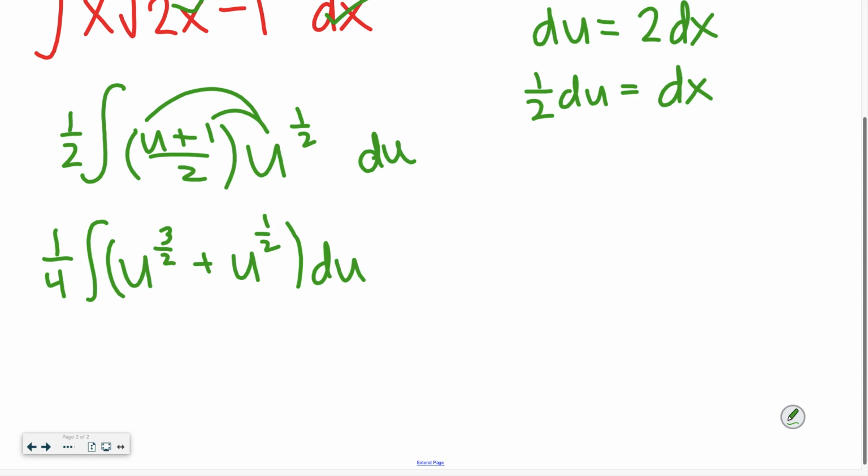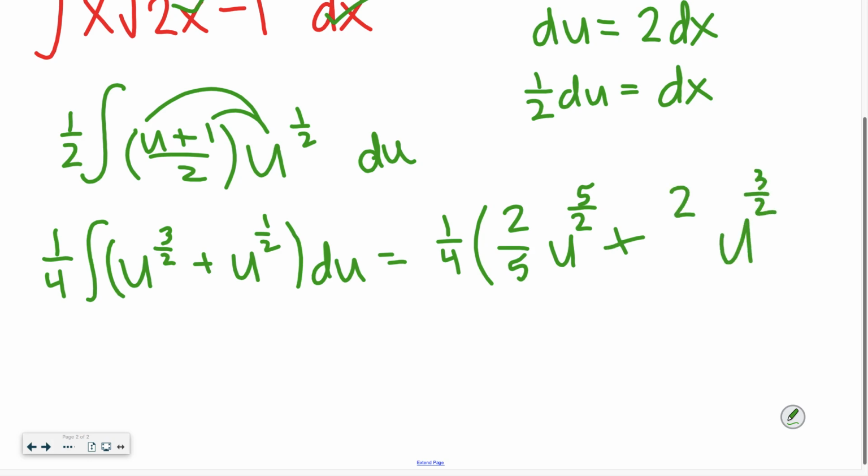Are we okay with these right here? Next. Yes? Okay. So we have 1/4 times u to the 3/2. That would go to u to the 5/2 times 2/5, plus u to the 1/2 would go to u to the 3/2 times 2/3, plus c.